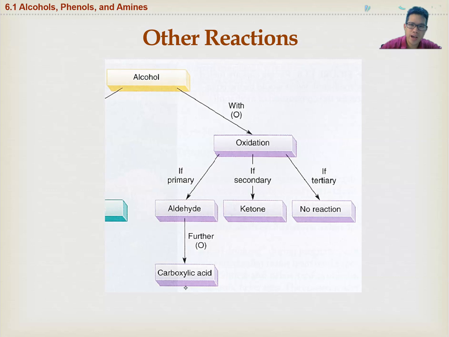If the arrow is the other way around, it's called reduction. You can reduce carboxylic acid to aldehyde, and reduce it further to a primary alcohol. And this one can be reduced to secondary alcohol. So the reaction goes two ways, depending on whether you are using an oxidizing agent or a reducing agent.